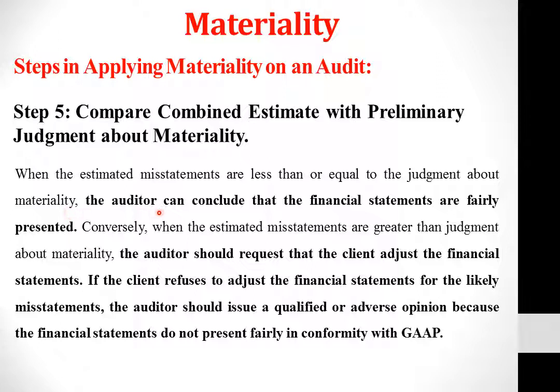لو جينا قارنا ال combined misstatements مع ال primary judgment about materiality، ال combined misstatement طلعت مساوية ال primary judgment about materiality أو أقل منها. معنى ذلك إن ال auditor هيدي opinion that the financial statements are fairly presented. If the combined misstatements is less than or equal to primary judgment about materiality, the auditor is going to conclude that the financial statements are fairly presented. This is the opinion that the auditor is going to give.